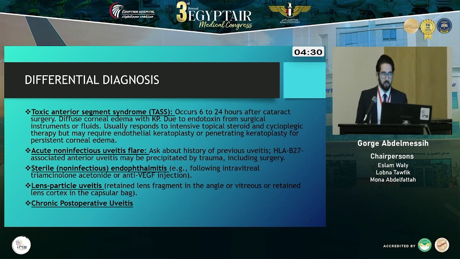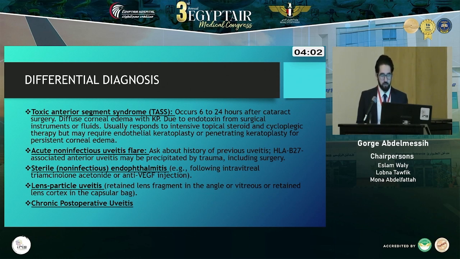Differential diagnosis: toxic anterior segment syndrome. It might occur from 6 to 24 hours after cataract surgery with diffuse corneal edema, KPs, due to endotoxin from surgical instruments or fluids. Usually responds to intensive topical steroid and cycloplegic therapy, but may require endothelial keratoplasty or penetrating keratoplasty for persistent corneal edema.